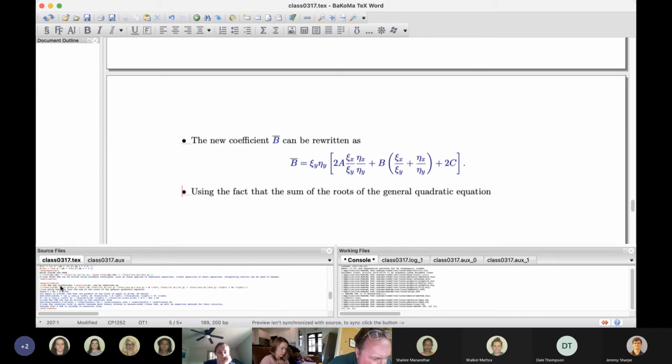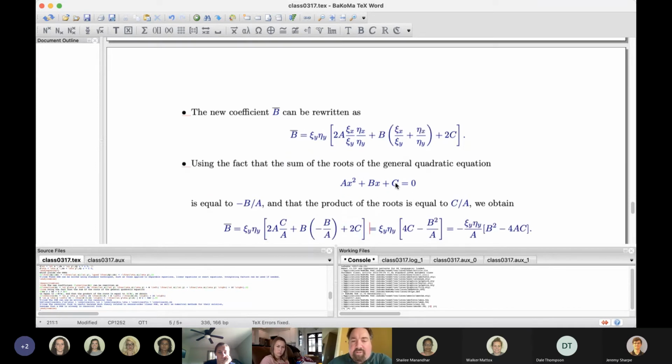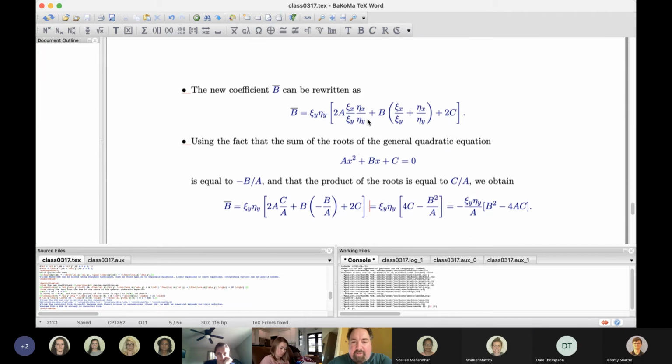one nice thing to know about quadratics is anytime you have a general quadratic equation, the sum of the roots is equal to minus b over a, always. The product of the roots is always equal to c over a. So instead of working with these, I can just substitute c over a here for a product and minus b over a for the sum. And then I can just simplify this as much as I can. And it works out very nicely.